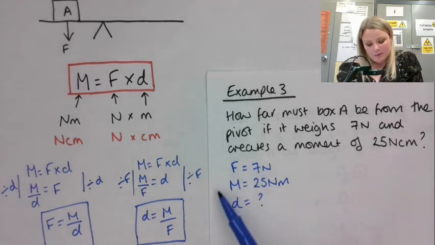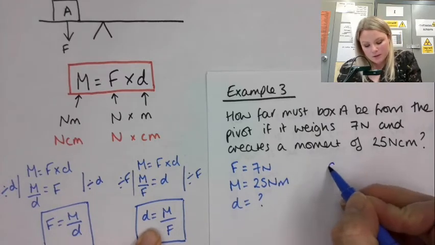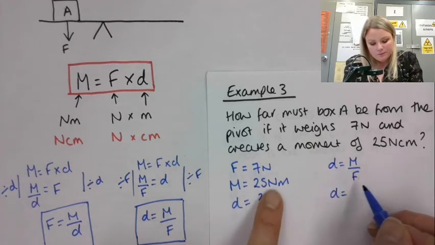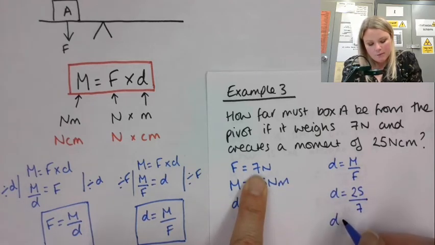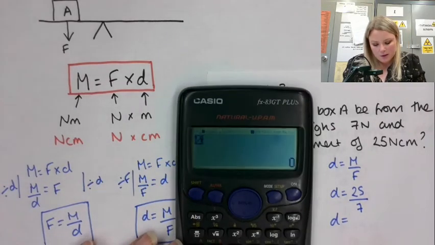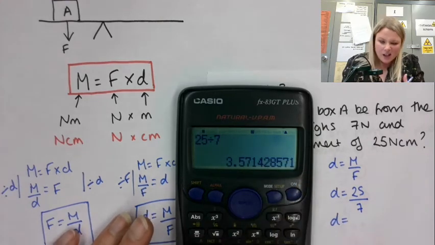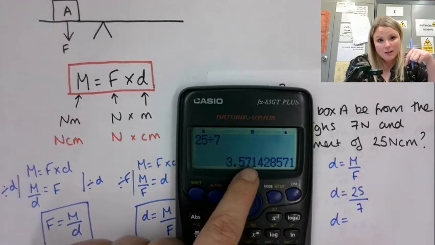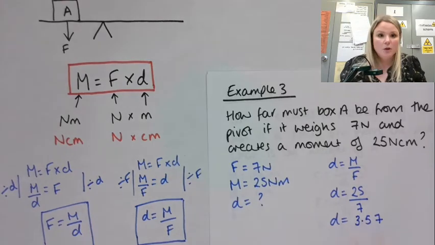So we've got our information, we're trying to find the distance, so it's this version of the equation here that we're going to be using. So distance equals moment over force. The moment is 25 divided by the force, which is 7. Now I've picked this one to show you an example with awkward numbers. So if I'm typing this in here, 25 divided by 7, do you see how that gets me a big long number? I'm just going to round it to 2 decimal places. So 3.57, my next digit is a 1, that tells me to round down. So 3.57.